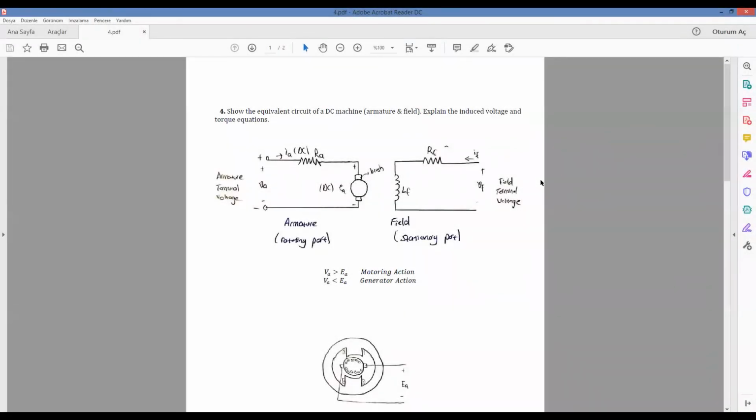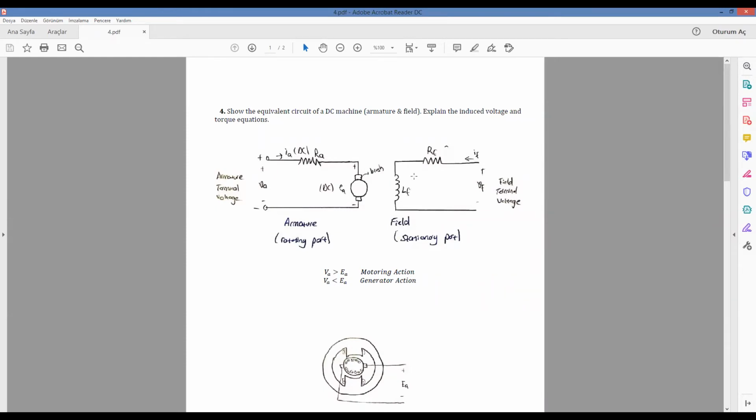If we look at the fourth question, the equivalent circuit of the DC machine is like that. In the armature part, the left-hand side is the armature terminal voltage VA, and the right-hand side indicates the induced armature voltage EA. This voltage is measured from the brush terminals. Therefore, these voltages and current values are DC. RA indicates the copper losses of the armature windings.